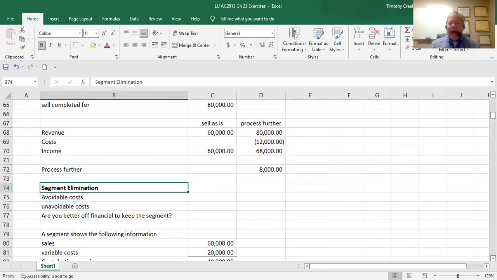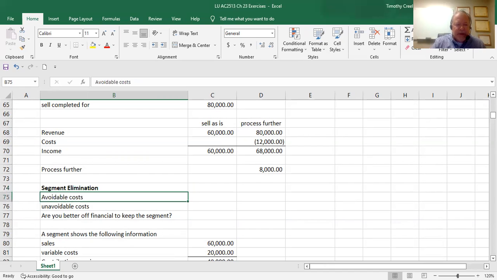What you want to look at is, are we more profitable as a company on the whole, keeping it or eliminating it? And there's going to be times, as you're going to see, when even if a segment of your company is experiencing a net loss, you're better off to keep it. So this is something that's going to come up sometimes in business.